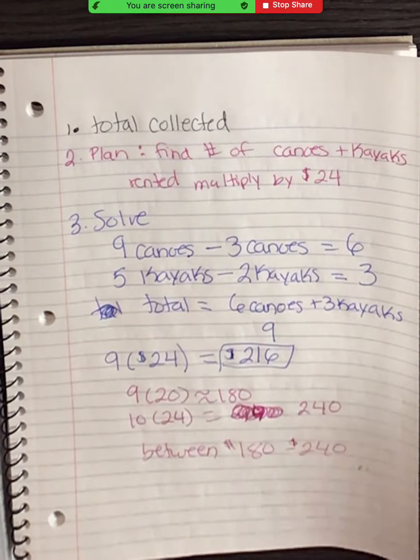Okay, so 4-point checklist. Read it, plan it, solve it, check it. Okay, that's 1.6.